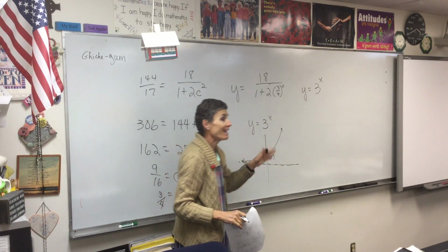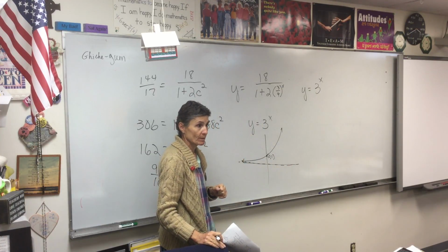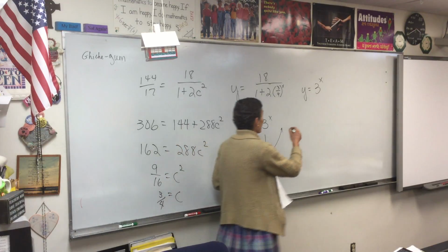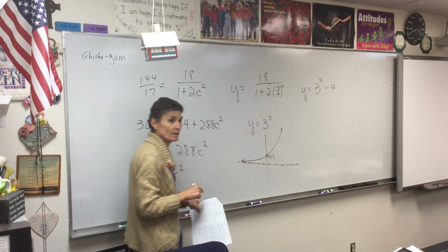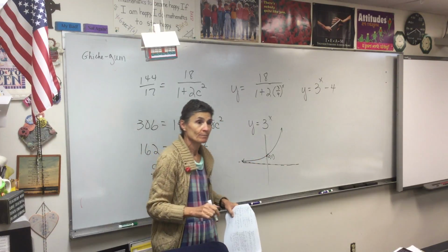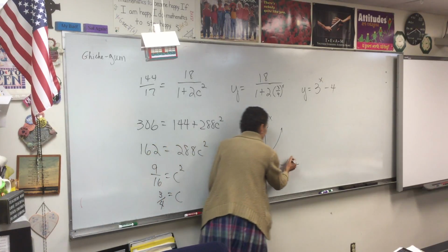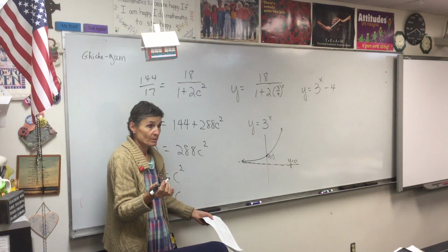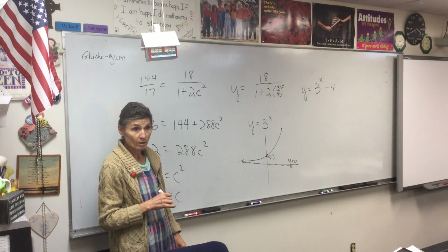It's a picture of anything to the x bigger than 1. Now what's going to happen to that when you subtract 4 from it? What's going to happen to your exponential picture when you subtract 4? It's going to go down 4. So instead of the asymptote being at 0, which is where it is, the asymptote is going to be y equals -4.